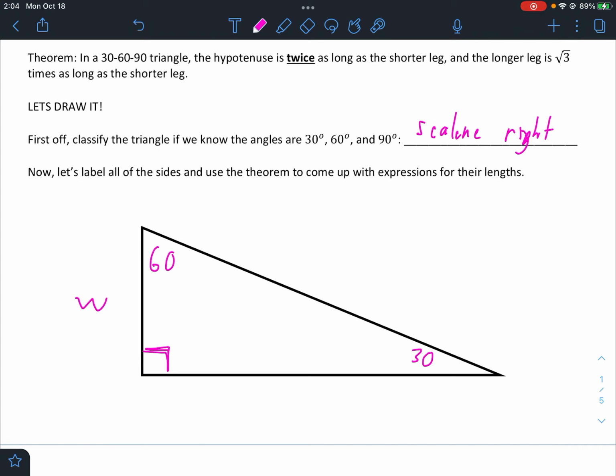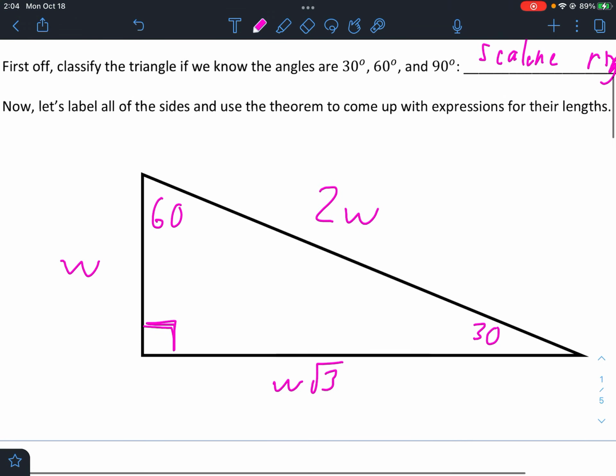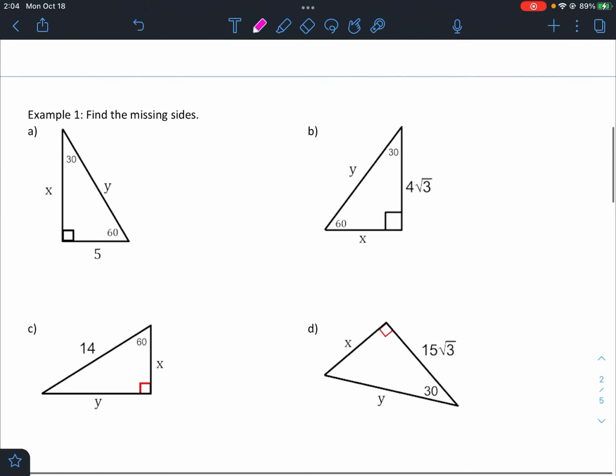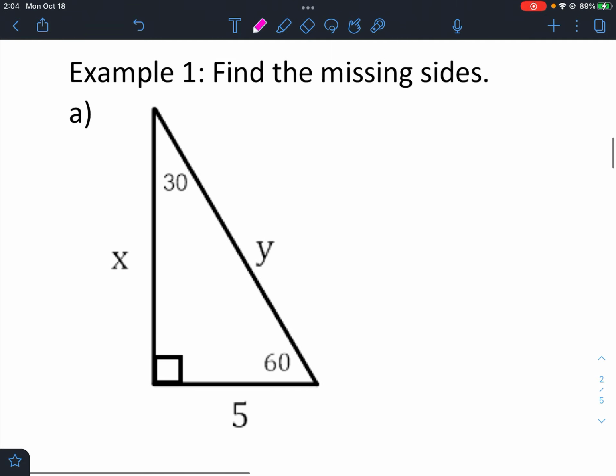It says that the hypotenuse is twice the shortest leg, so the hypotenuse is 2W. And the longer leg is root 3 times the shorter leg, so root 3 times the shortest leg. So this again is being called our setup of a 30, 60, 90 triangle, where we put W across from 30, 2W across from 90, and W root 3 across from 60. Let's take a look at one and how we'll go about finding the missing sides.